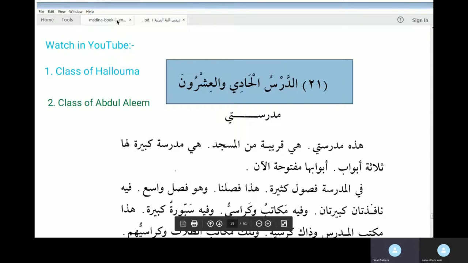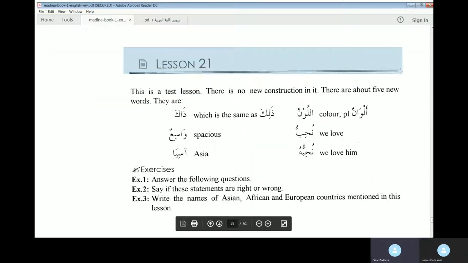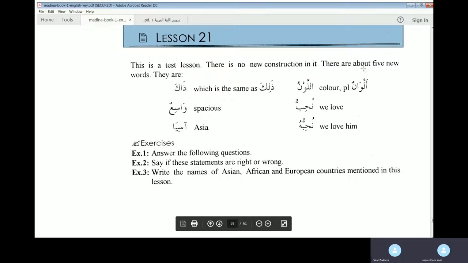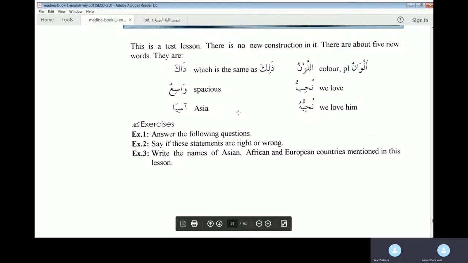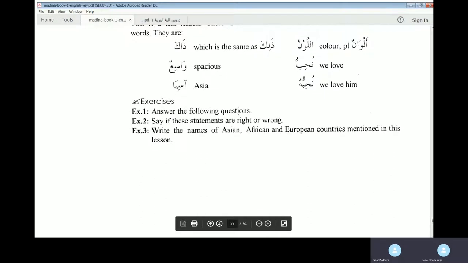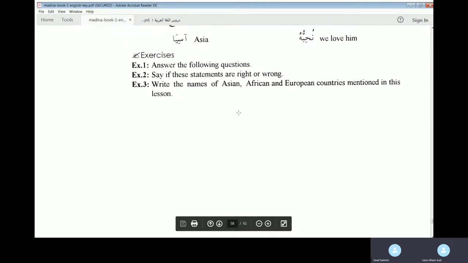First lesson. So we started reading the grammar. So this is a test lesson. There is no new construction in it. There are about five words. They are Zalika, which is the same as Zaka, and Alwan, which means colors, the plural of Lawn. And then you have Wasiun, which is spacious. Nuhibbu, which is we love. And then Asia, which is Asia. And then Nuhibbuhu, we love him.